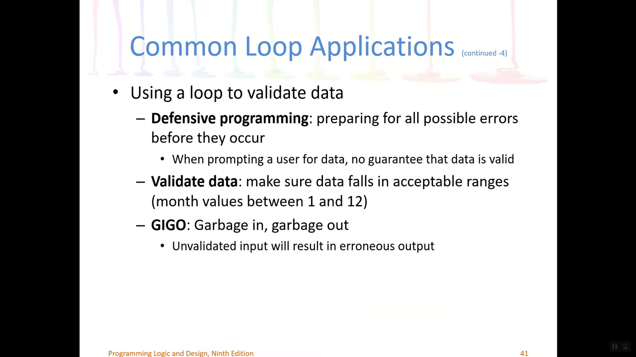Defensive programming is a term that's often used to describe preparing for all possible errors before they occur. So validating data. Just for example, let's say we write a program that asks the user to type in their birth month. Stop right there.